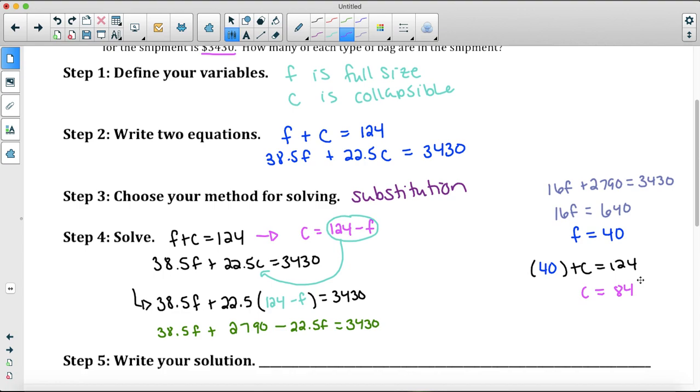Now, we're going to write our solution. I don't want to necessarily write it as a coordinate because this is a word problem. I want to put it back into context. Our solution is that we have 40 full size and 84 collapsible bags.